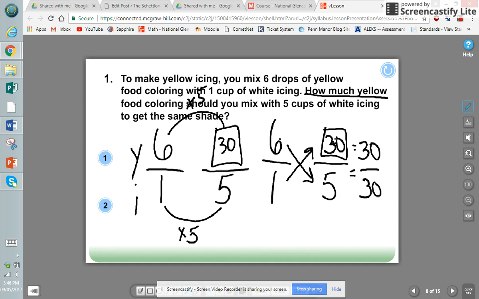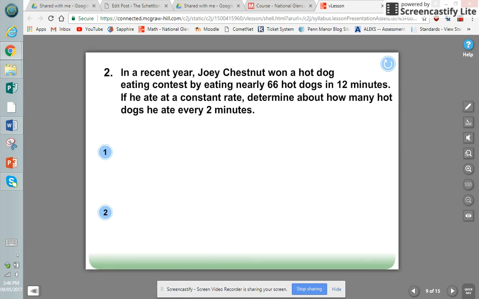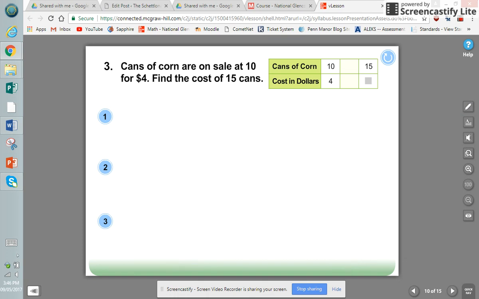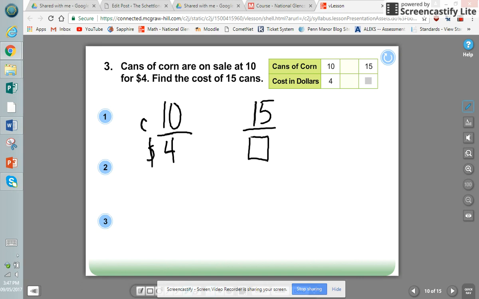All right, speaking of answers, let's get to another question first. Here we go. Now this one here is cans of corn and how much they might cost in dollars. This one's a little different, and I'll show you why. I'm going to write it out. The cans of corn, I have 10, and that costs $4. So I got my dollars here, and I got the corn here. Over here, I have 15 cans of corn, but I'm not sure how much that is going to cost.